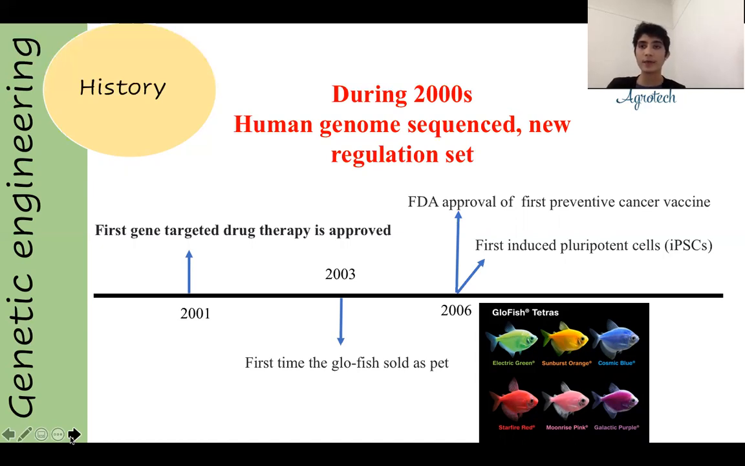Scientists realized that cloning animals may not be beneficial from a criminological and animal rights perspective. So new regulations were set, and the human genome got sequenced in the 2020s.